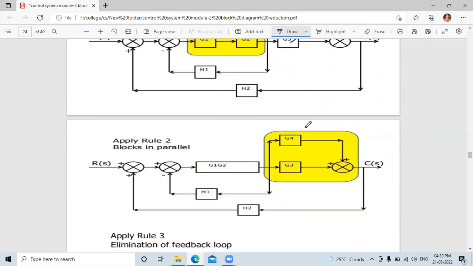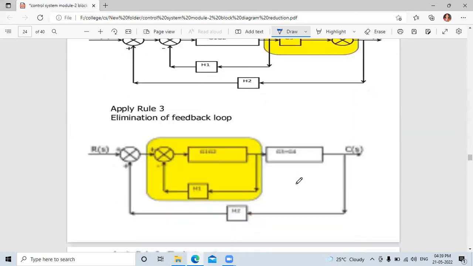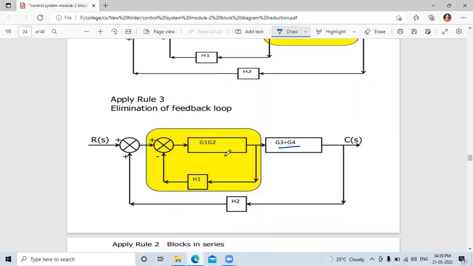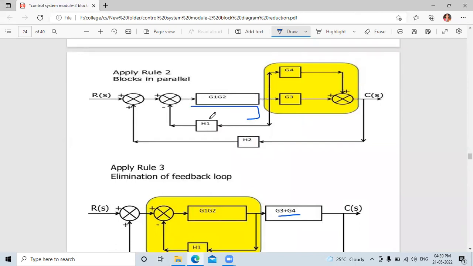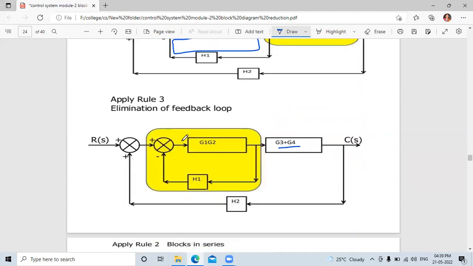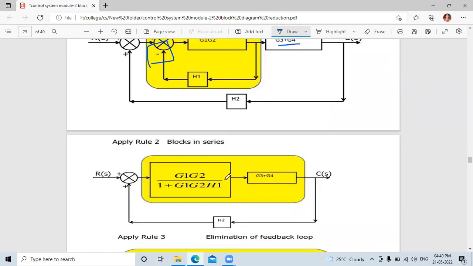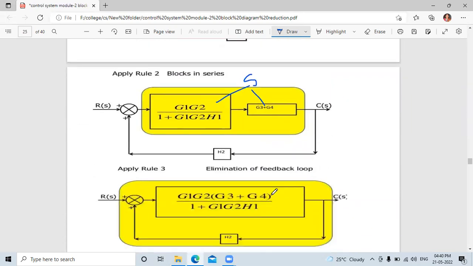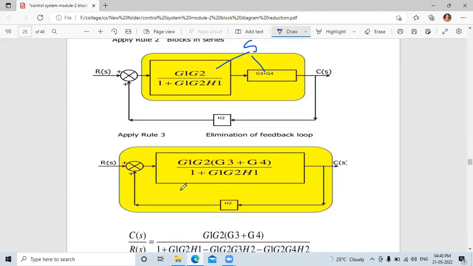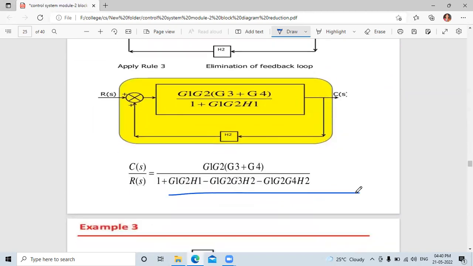These two blocks are in parallel, marked in yellow color: G3 plus G4, and these will become a minor loop. This is the minor loop. So G1 into G2 divided by 1 plus G1 G2 into H1, because minus is there. This is the answer. Again these two blocks are in series, so multiply, and again loop, and you get the final answer.